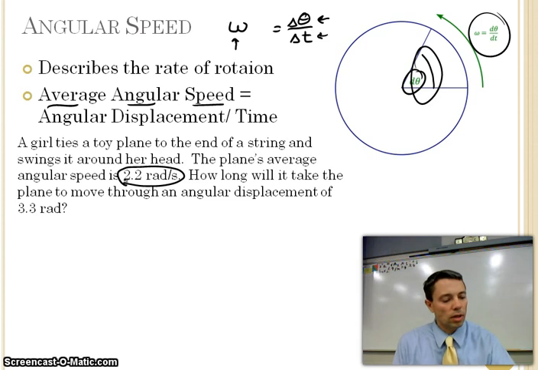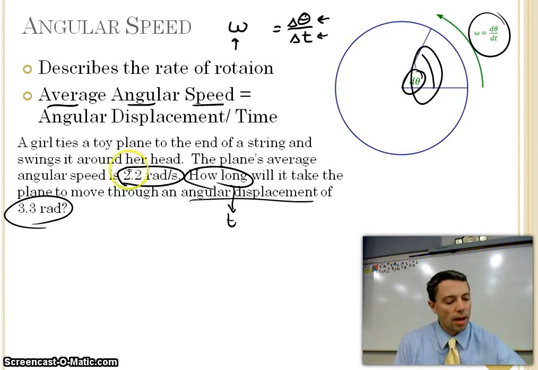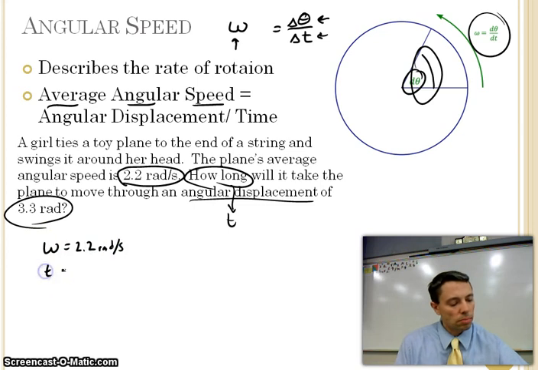Now the question would be, and we're getting kind of specific here: how long will it take for the plane to move through an angular displacement of that many radians? So now I have my omega, which is 2.2 radians per second. I'm looking for a time in seconds, based upon which I'm going to change my angle by 3.3 radians.